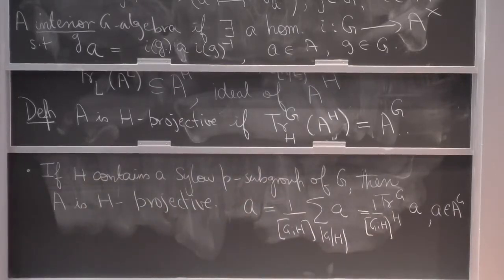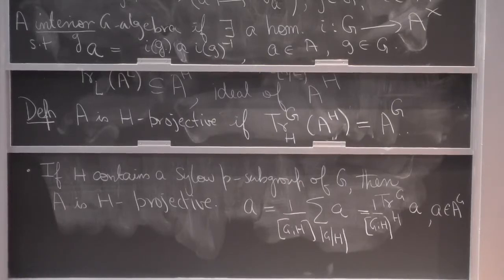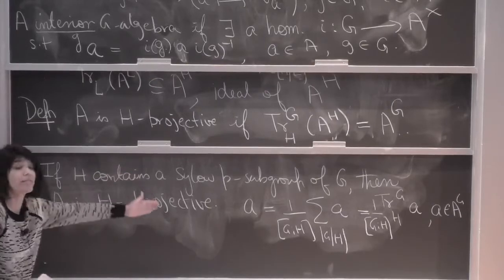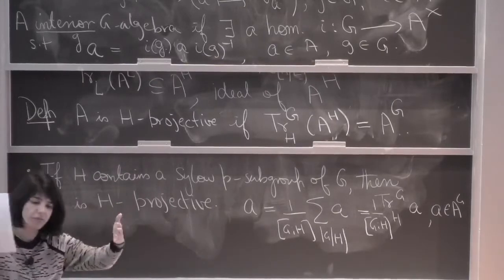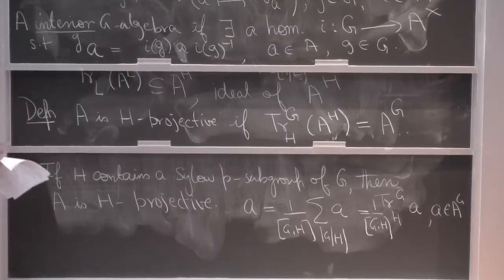So very, very easy. This is telling you that if you want to reach a projectivity statement, you might as well stick to p-subgroups, because anything above a Sylow p-subgroup is going to give you a projective thing. So that's one notion. This is sort of going from down to up in some sense. Now I want to go the other way.